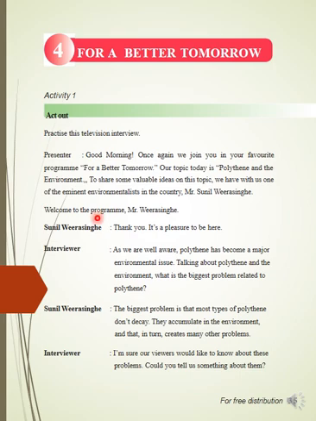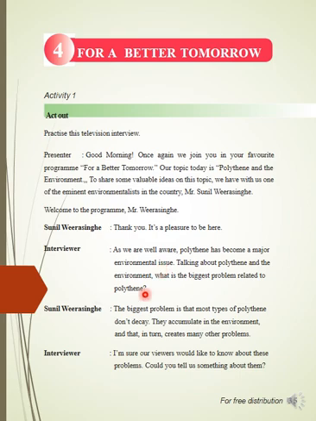Now see children here, Sunil Veer Singh accepted the greetings and says he is very happy to be here. Now the interviewer is asking, as we are well aware, it means as we all know, polythene has become a major environmental issue, a major, main or crucial issue. Now polythene has become a main problem. Talking about polythene and the environment, the biggest problem is polythene.